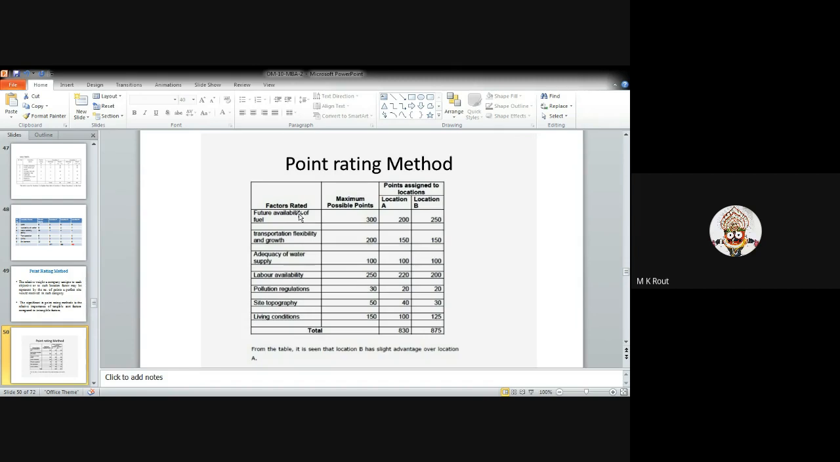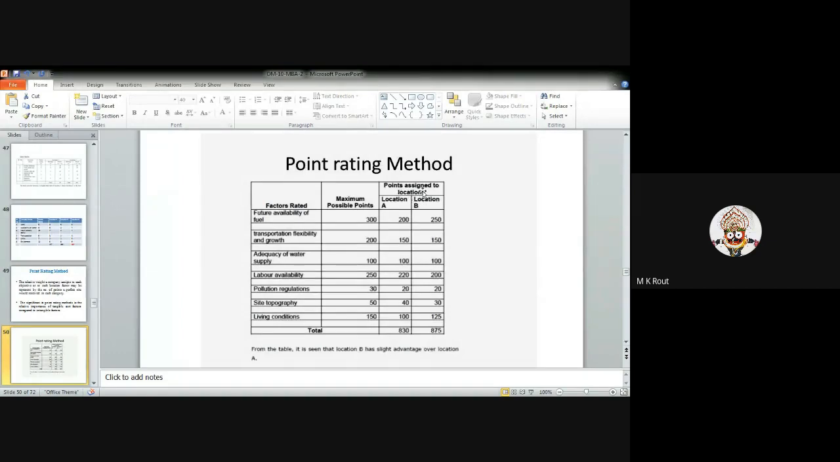So these are the factors rated, and the maximum points are assigned from the company side, that is 300. Similarly, for transportation flexibility and growth, they provide 200. For adequacy of water supply, they give 100. For labor availability, 250. For pollution regulation, 30. For site topography, 50. For living conditions, 150.